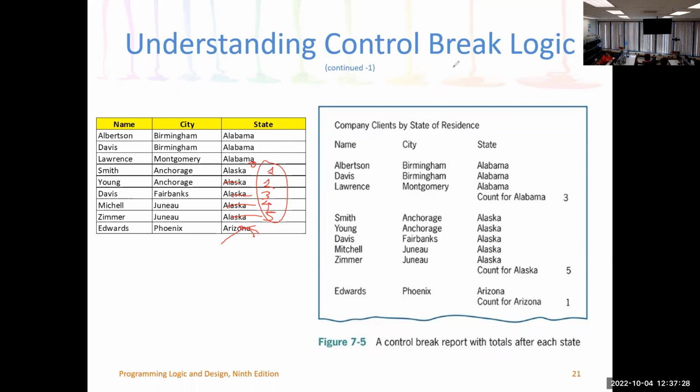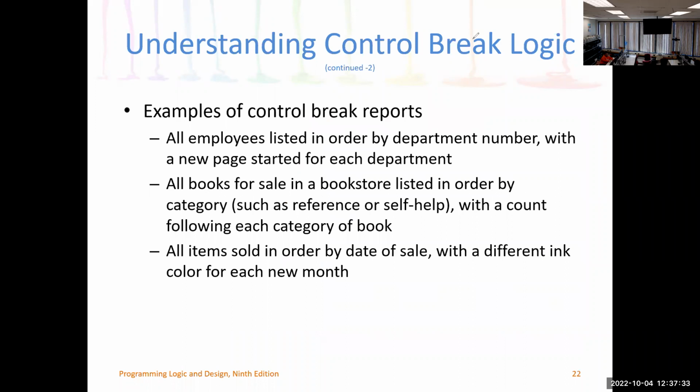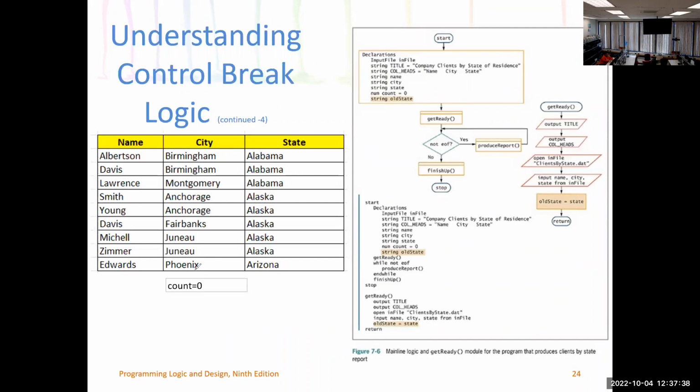So how does it work here? If you look at this one here, the first step I mentioned is you have to initialize the counter. I have initialized the counter to zero here. Now, if you look at the flow chart here, you have the get ready. What's the get ready?